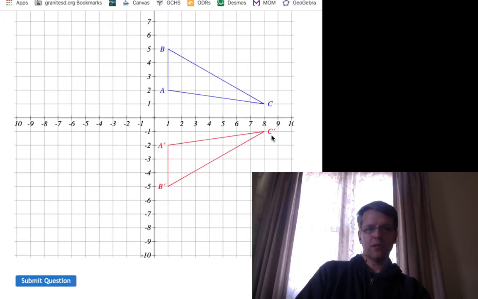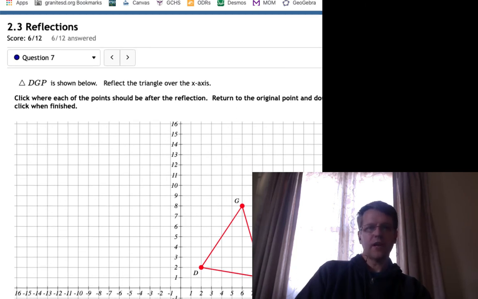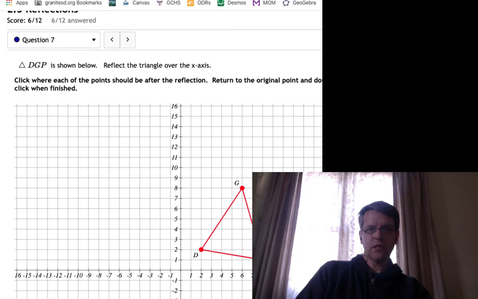Did I miss something? No, it's all good. It just turned yellow for some reason. Okay, so hey, we're doing good. We've already answered half the questions, so we're passing the quiz.